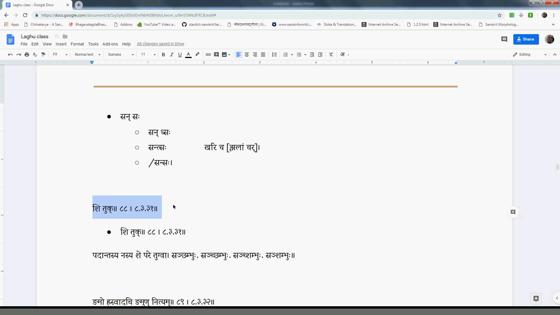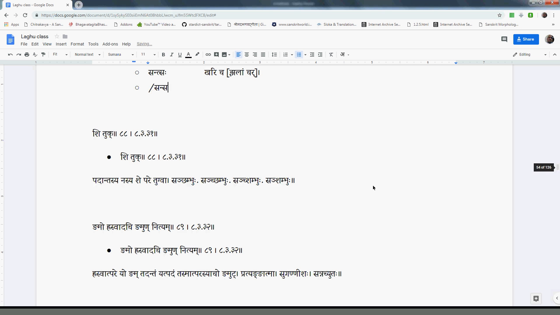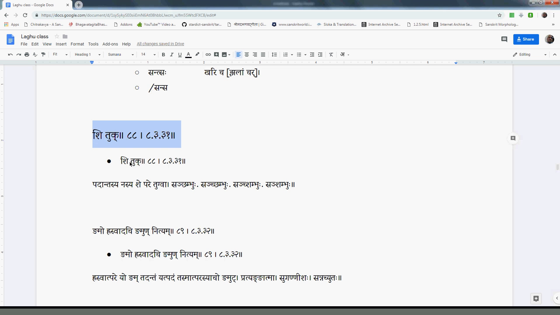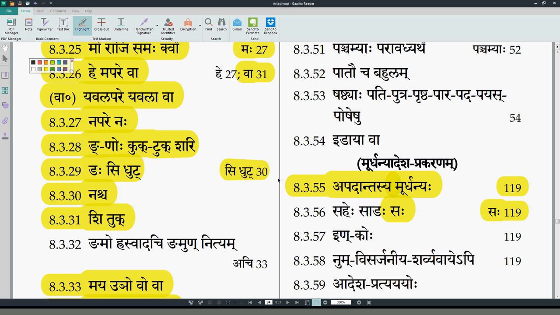Next sutra is shituk. Shi saptami shakare pare. The agama is tugagama. Tuk agama bhavati. 8331 here. Again, this C and dhut only go till 30. Even if it comes, tuk will replace dhut. Instead of dhudagama, tugagama. Now see, va goes till 31. So here you have vibhasha, but C is replaced by shi, and dhut is replaced by tuk.